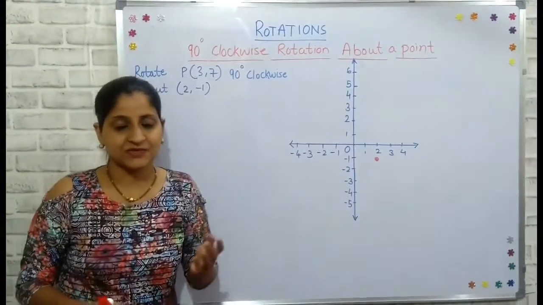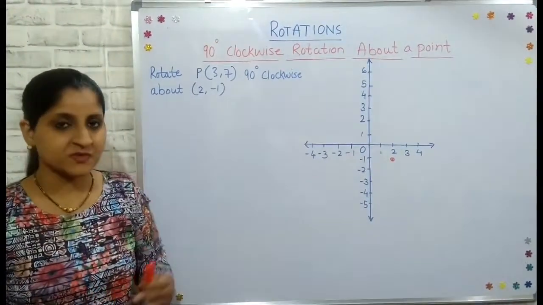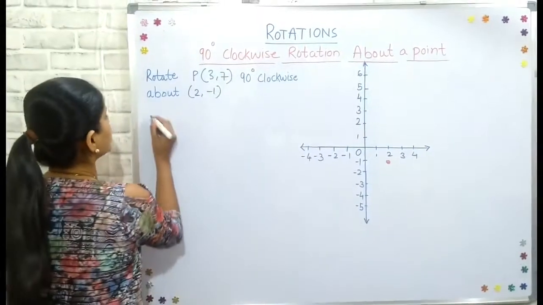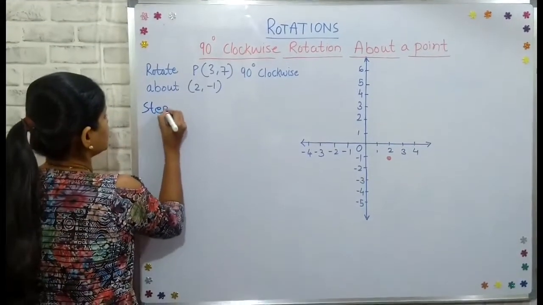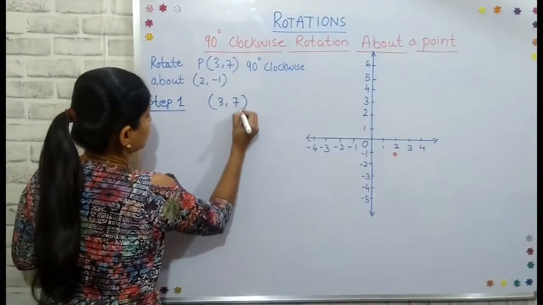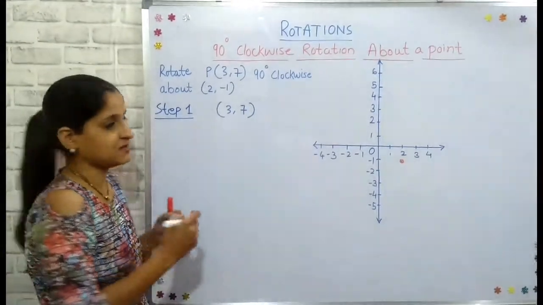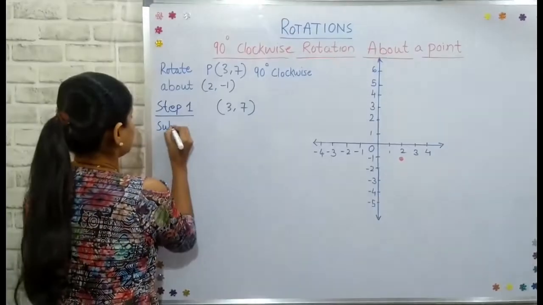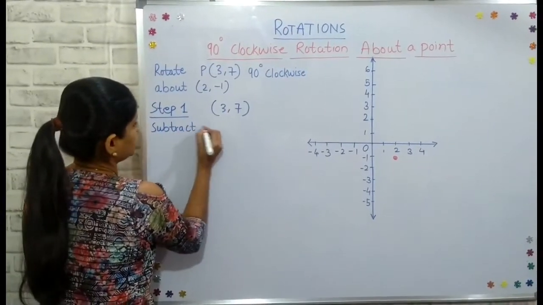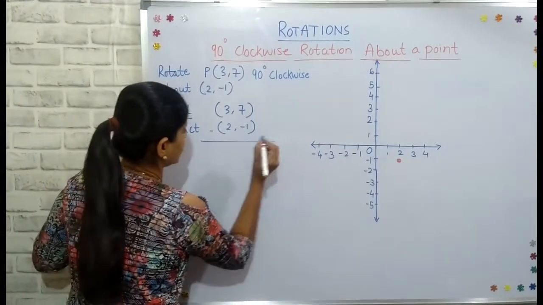For learning that, there are 3 steps involved. How are those 3 steps? We will now check. Step number 1 is: write the given coordinate and subtract the coordinate about which we have to rotate the point. So subtract 2, -1 from the given point.